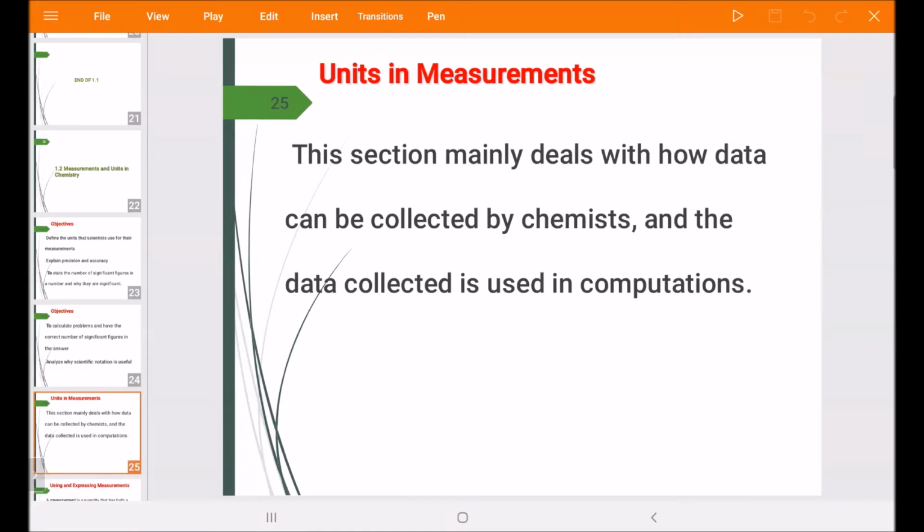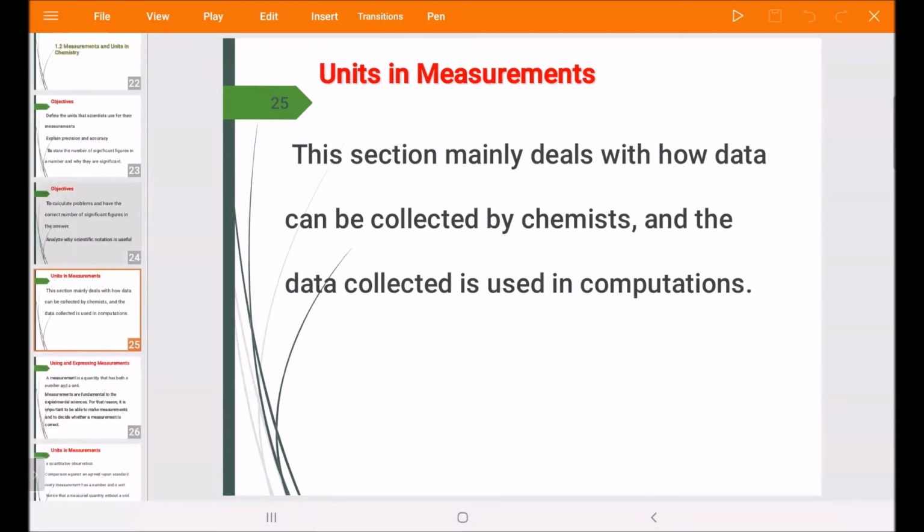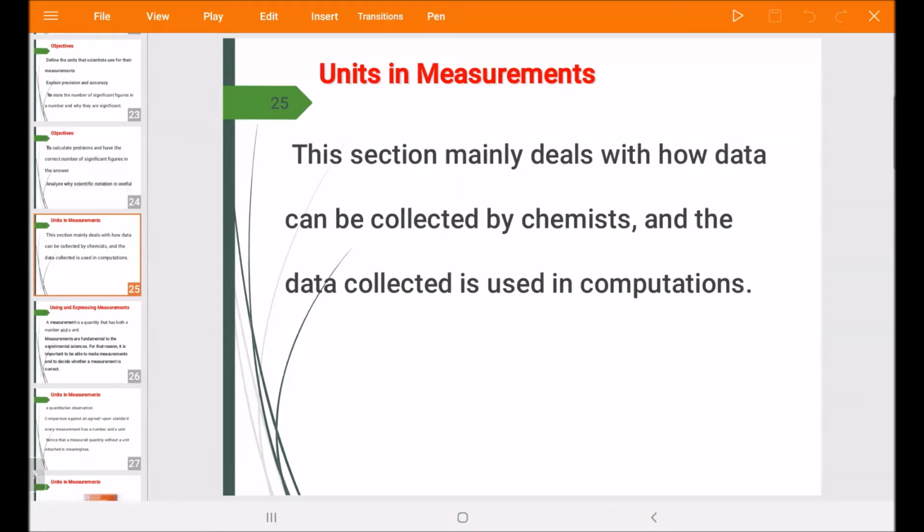Now, so units in measurement. This section mainly deals with how data can be collected by chemists, and the data collected is used in computation. So this is basically why we collect data, and the collected data is used in computations.